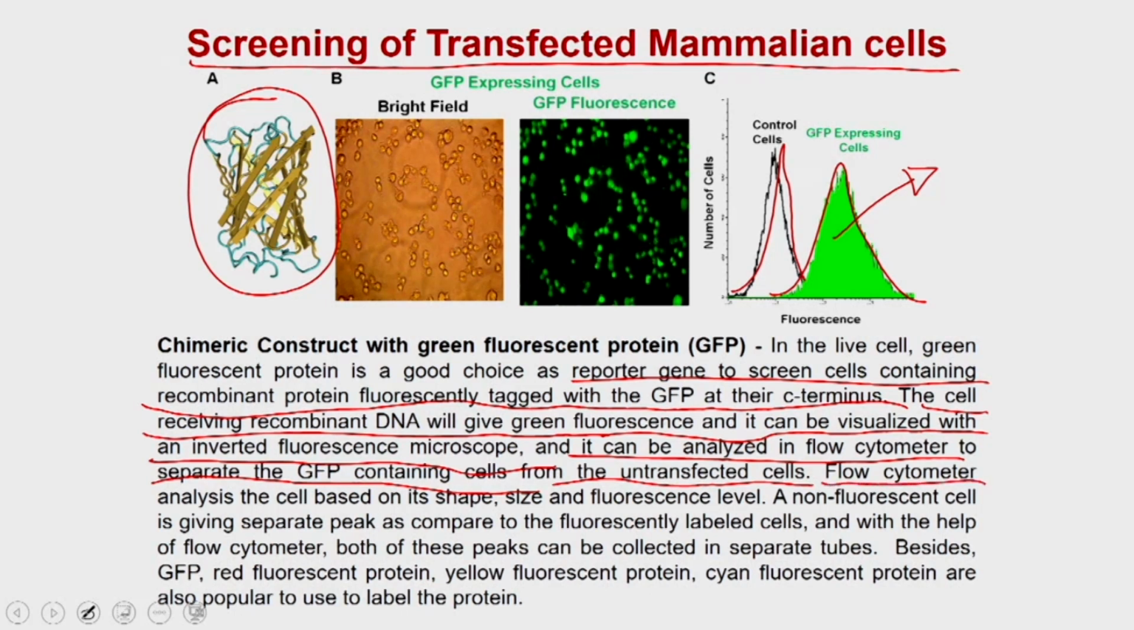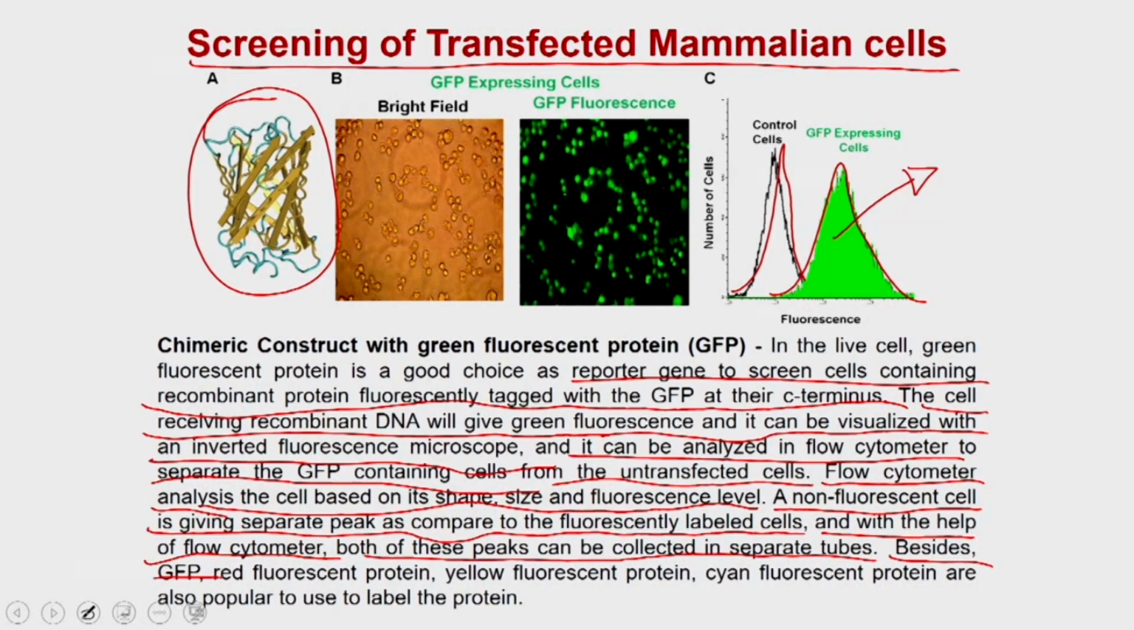So, the flow cytometer analyzes the cells based on shape, size and the fluorescence level. A non-fluorescent cell gives a separate peak as compared to the fluorescently labeled cells, and with the help of a flow cytometer, both of these peaks can be collected in separate tubes.